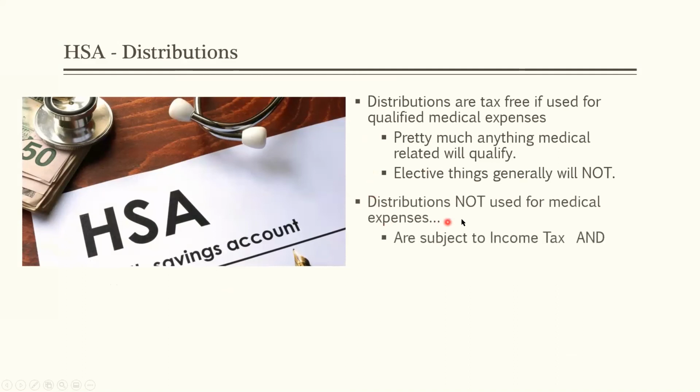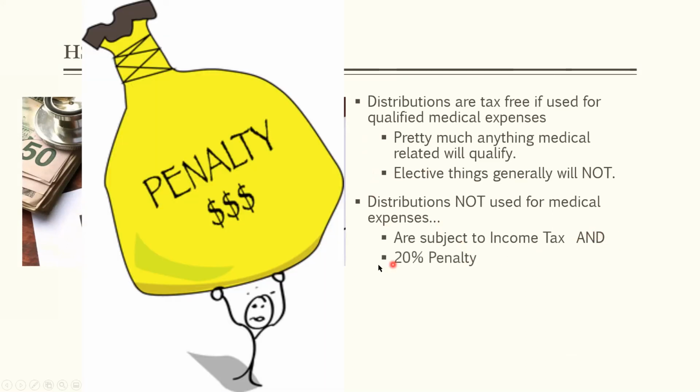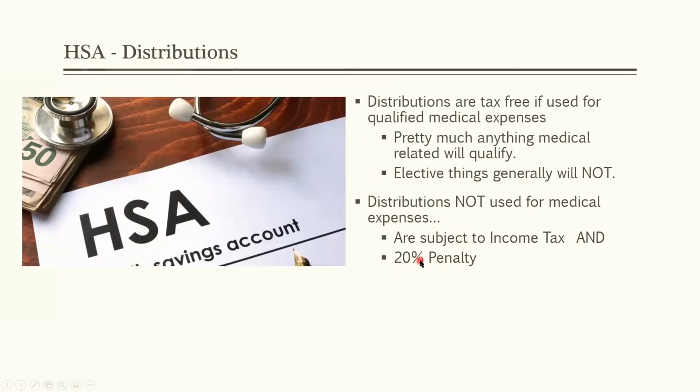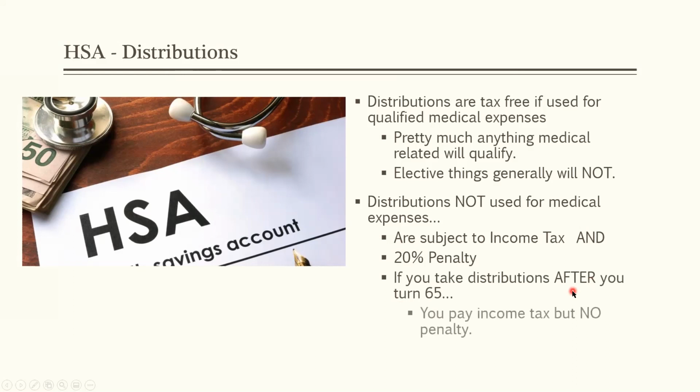Distributions that you don't use for medical expenses are subject to income tax and, of course, a penalty. IRS loves penalties. So if you need the money for whatever and you take it all out and it's not for medical expenses, you're going to have to pay income tax, which for most people is 12 to 15%, and you're going to have to pay a 20% penalty. So right there, you lose 35% of your contribution. If you take distributions after you turn 65, you pay income tax on it, but no penalty. Now they're just letting you take it all out since you've turned 65, and you probably don't need an HSA anymore.